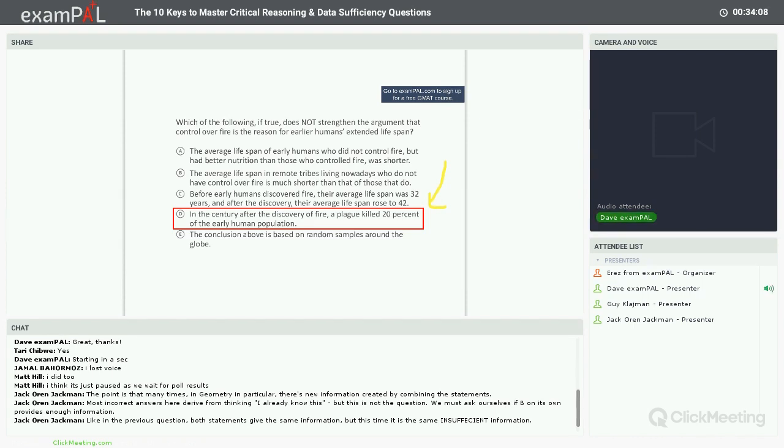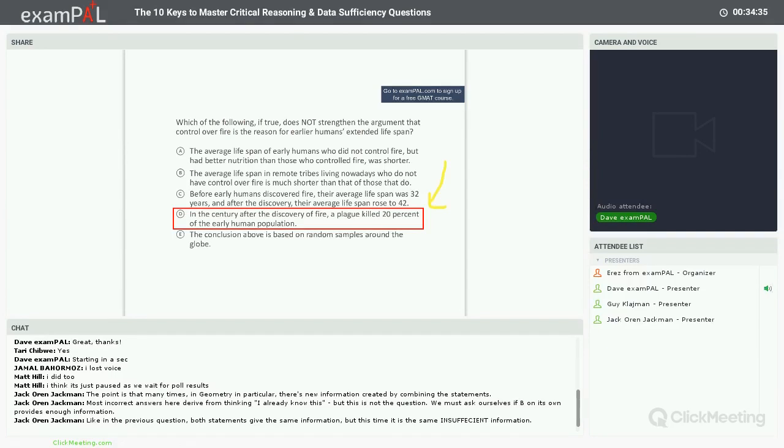So let's focus on this. In the century after the discovery of fire, a plague killed 20% of the early human population. Okay, so the argument says fire is good for human life. And this is telling us that actually in the period after fire was introduced, something very bad happened to human life. So this weakens the argument, making D our answer, right?